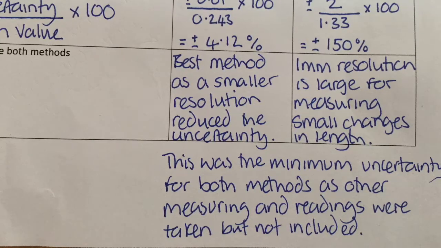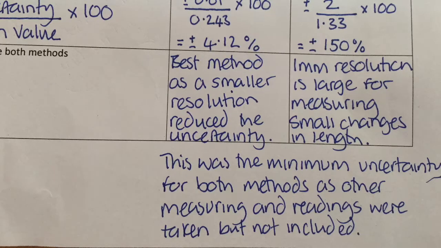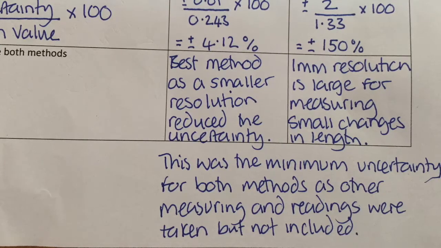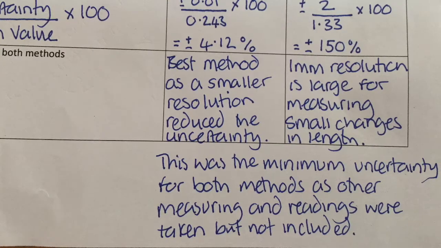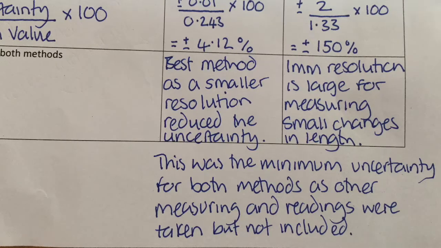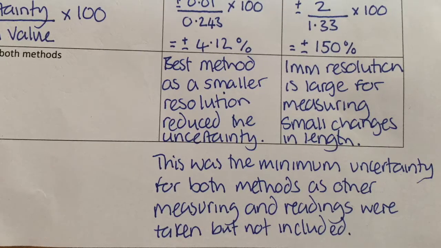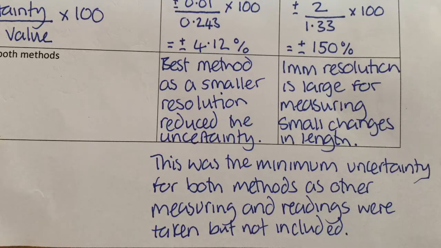Measuring to 1/100th of a gram is quite a small resolution, and so we're going to get quite a low uncertainty with that. While measuring changes in length over such small changes, a millimetre is actually quite a large resolution to use. And so that's why we've got such a massive uncertainty to apply to our results.